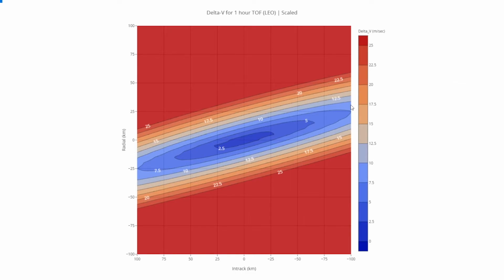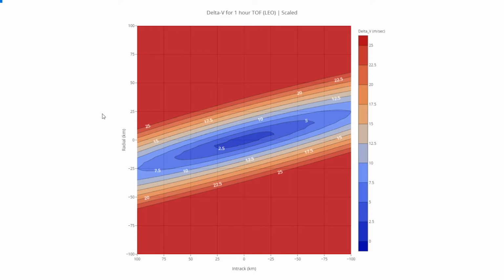So it's no longer symmetric around the radial axis, but remains symmetric around the in-track axis. The reason why these charts look so dramatically different is because 1 hour time of flight is a dramatic portion of a low Earth orbiting satellite's period. If you think of an average low Earth orbiting satellite with a period around 90 to 100 minutes, 1 hour might be 2/3 of that orbital period.